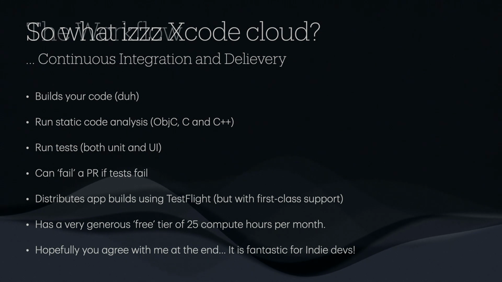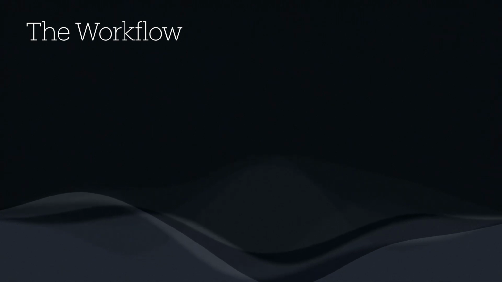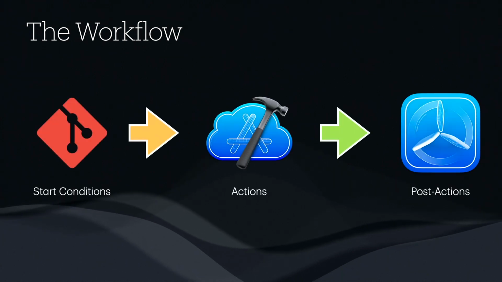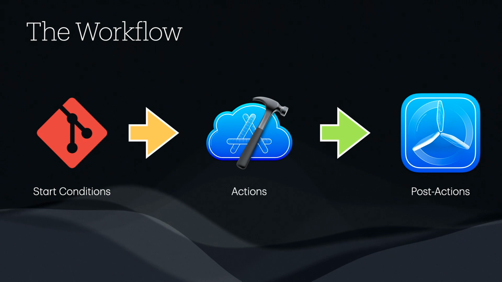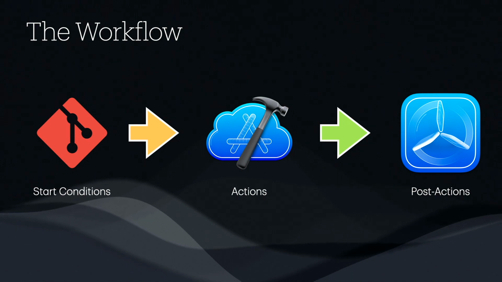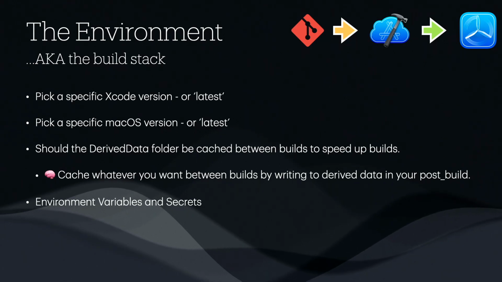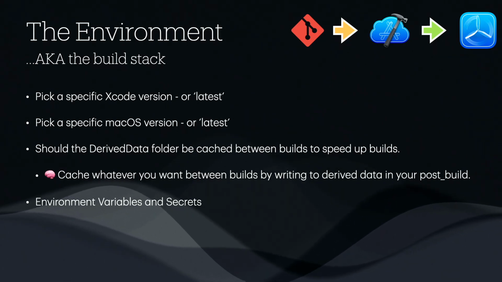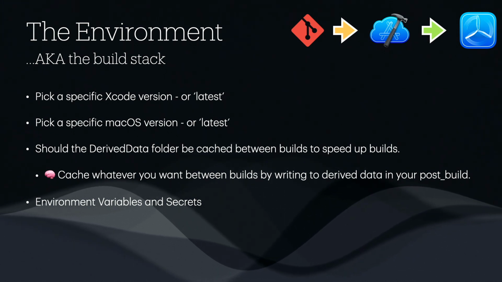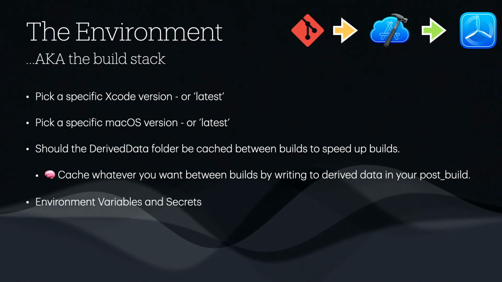So let's dig into the workflow. The workflow is basically what makes the Xcode Cloud pipeline, as we want to call it, work. It's made up of 3 potential steps. You've got the start condition, you've got whatever actions you want to run, followed by any actions that you want to do at the very end. So let's dig a little bit deeper. All of this runs within a build environment, just like anything else. You can pick an Xcode version, you can pick a macOS version, and then you can also configure things like caching of the derived data folder.